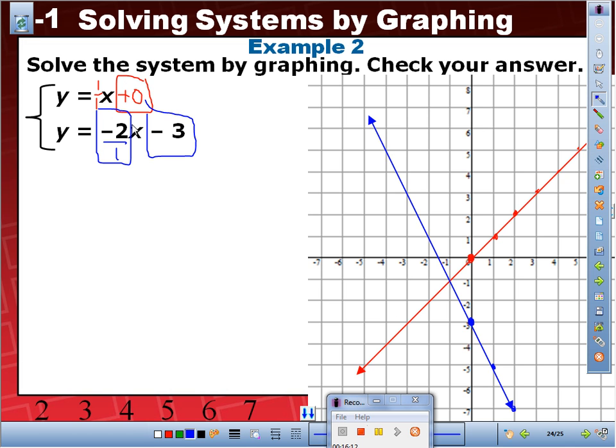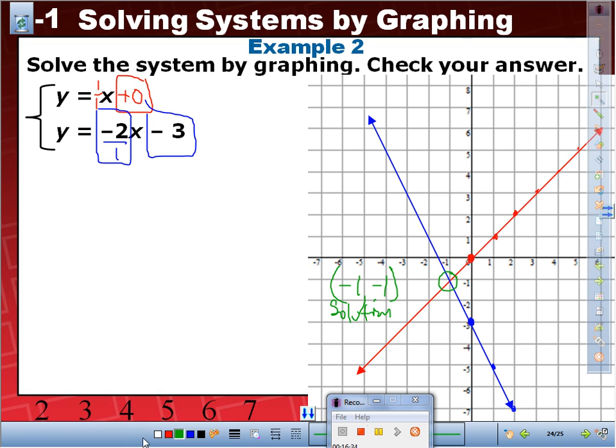So, step 1, did we solve for y? No, it was already solved. Step 2, graph the equation. Step 3, identify the point of intersection of the line. So you circle your spot. And what is the point right there? -1, -1. Hands up if you got -1, -1. Okay, and that is our solution.